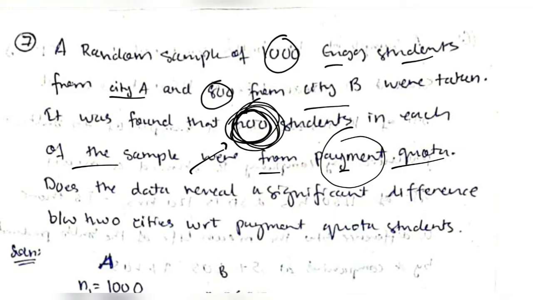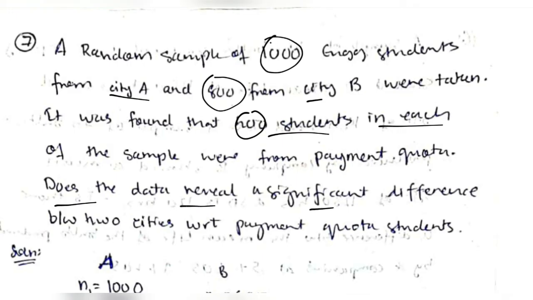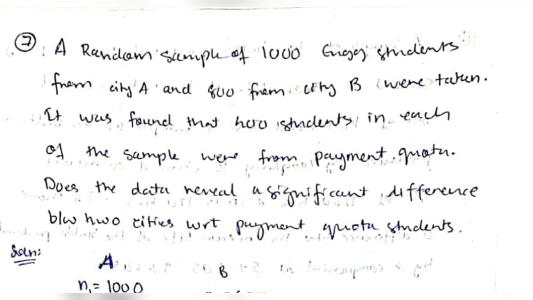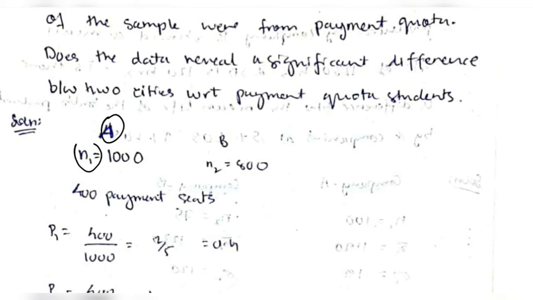You have to be very sharp in pointing out what data we have been provided with, and which formula should be applied for the question. So two cities, city A and city B, with 1800 students, and the 400 is given as the success rate. Then what does the data reveal about the significant difference between two cities? The same as the previous one, they have asked us to find out if there is a significant difference or not. So first we will be noting down A and B. The n1 value is 1000, and B has n2, which is 800.